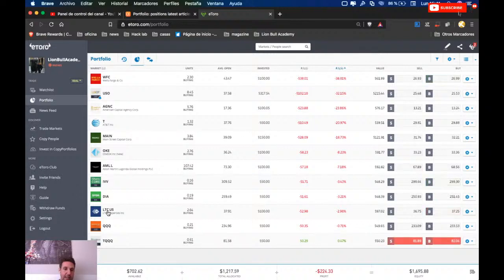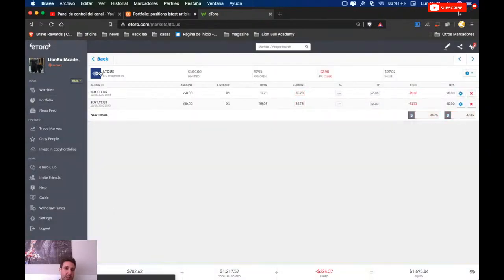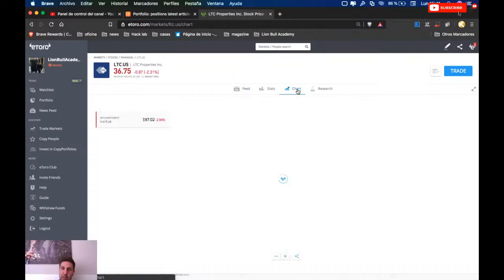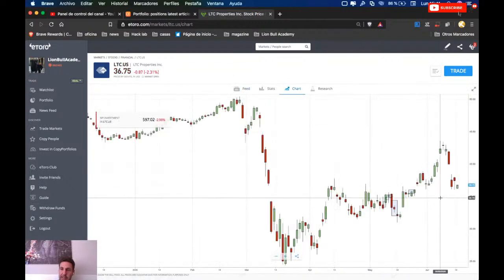Let's look at LTC. LTC maybe has a nice entry point for us. Let's check. LTC, no, the nice entry was when we were almost there at the beginning of the market, almost there. That was a nice entry. We missed it.